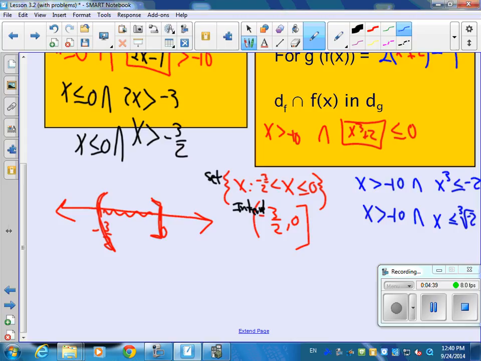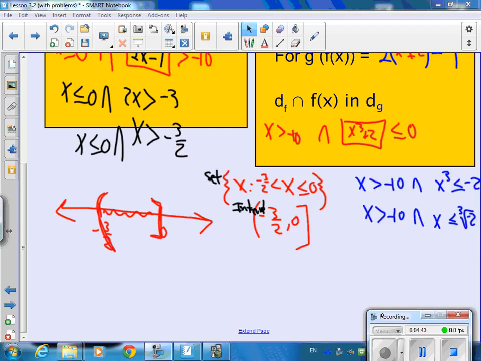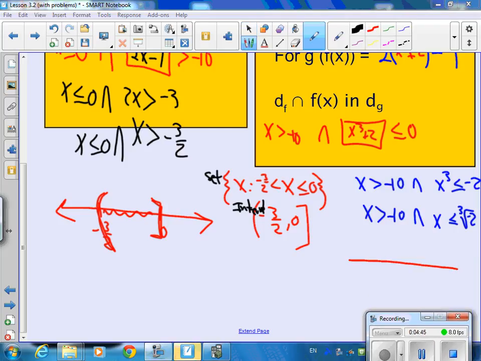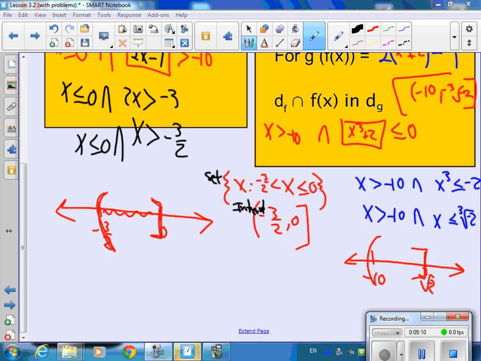And so now think about your number line again. On the number line is negative 10, negative 1 point something, the cube root of negative 2. And this says it's greater than negative 10, less than or equal to the cube root of negative 2. So my domain is going to be the interval notation negative 10 to the cube root of negative 2. Weird looking answer, but it's correct.